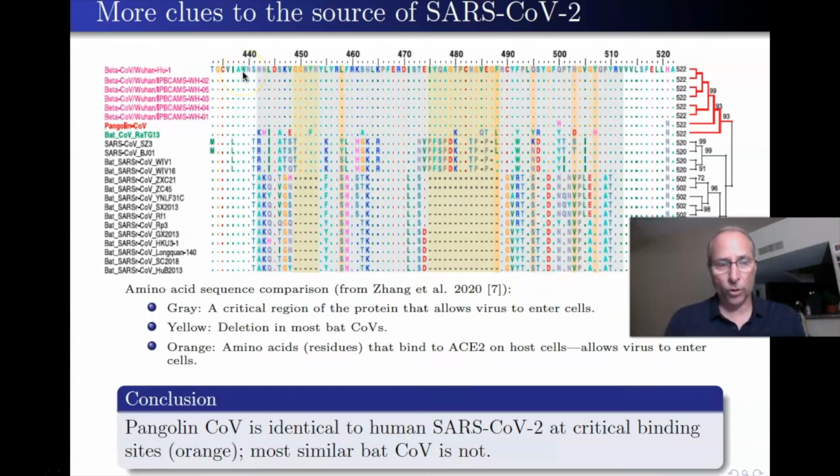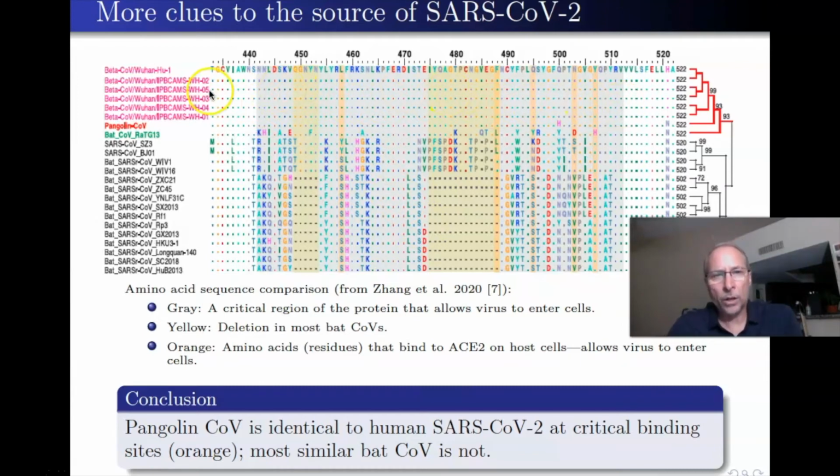Now, you've seen this before. This is the amino acid sequence. Right there is the 440th amino acid, 450, and so forth. So we're looking at only a portion of the protein. The reason they're focusing on this portion of the protein is that this is the part that has a domain, a portion, that binds to the ACE2 receptor to get inside human cells. And they block that section out here in gray.